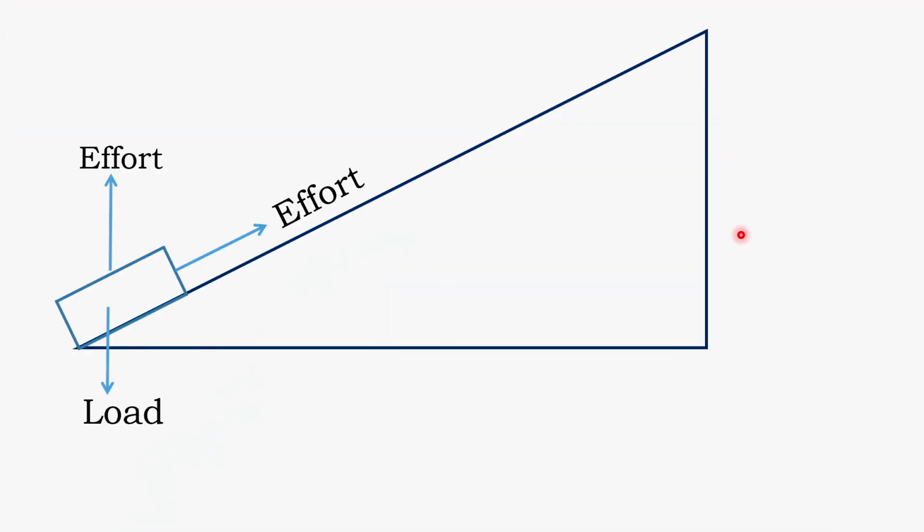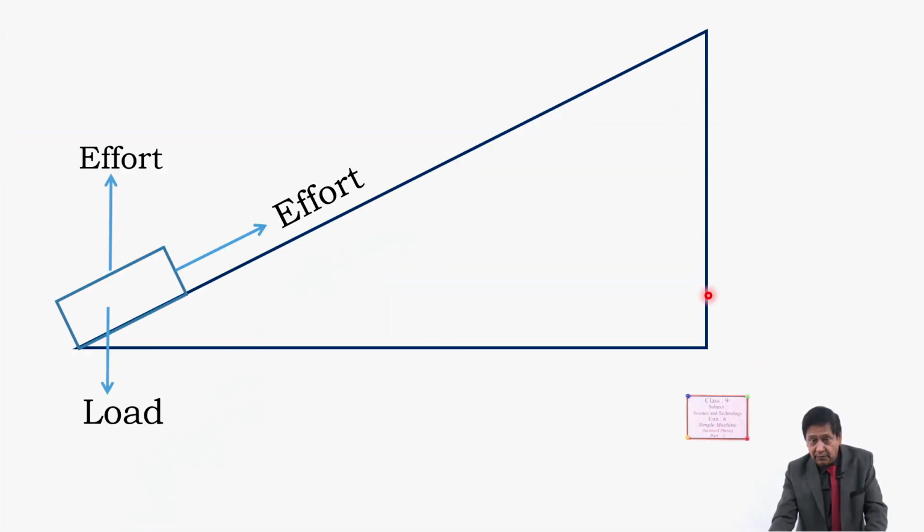To increase the speed of the work, load distance should be longer than the effort distance, and here this is the load distance and it is always less than effort distance. It can never be greater than effort distance. That's why this advantage cannot be taken from this inclined plane.